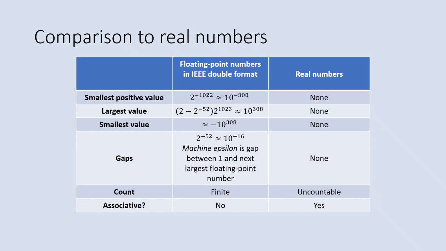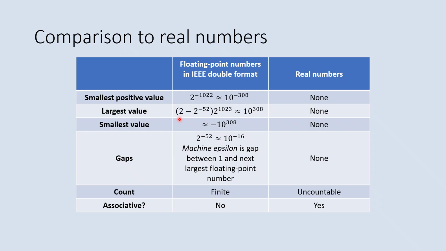Okay, so in comparing these two real numbers, we have a smallest positive value in the IEEE double format. And this comes from filling in the values in the representation in the description. The smallest positive value is 2 to the negative 1,022nd power, which is about 10 to the negative 308th power. So that's a very small number, and that's the smallest value that can be represented.